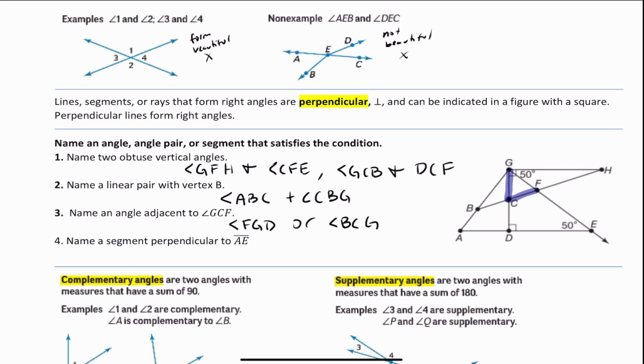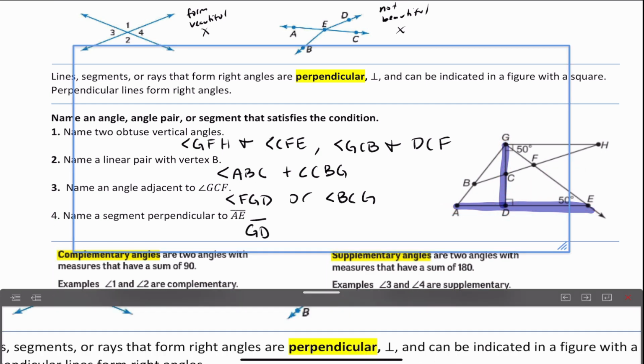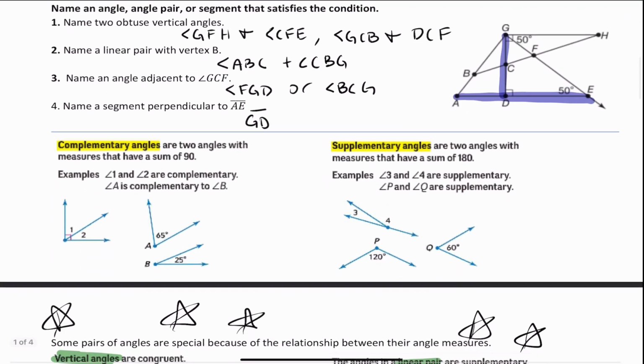Okay. And then lastly, number 4, name a segment perpendicular to segment AE. Well, here's AE, and the line that is perpendicular to segment AE is segment GD, which they intersect at a 90 degree. When something is perpendicular, they will always intersect at a 90 degree angle. Okay. All right.